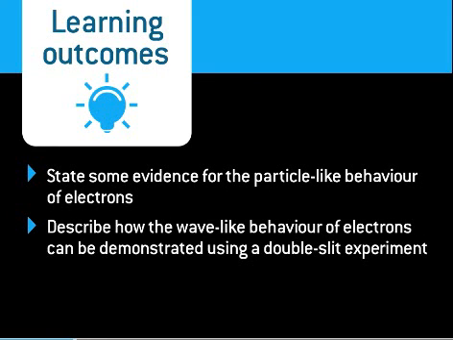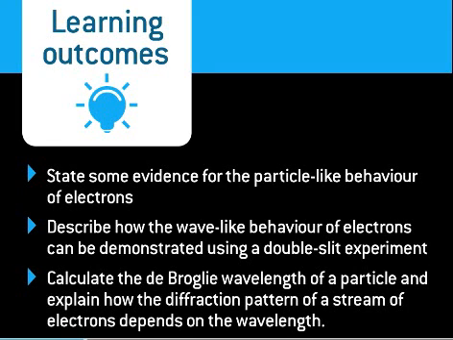Describe how the wave-like behavior of electrons can be demonstrated using a double-slit experiment. Calculate the de Broglie wavelength of a particle and explain how the diffraction pattern of a stream of electrons depends on the wavelength.